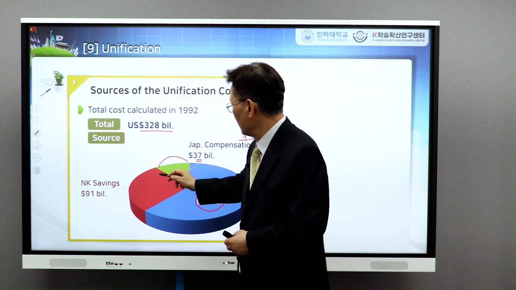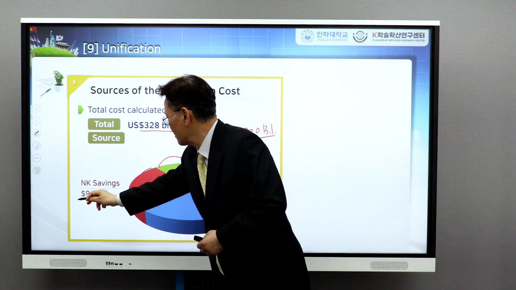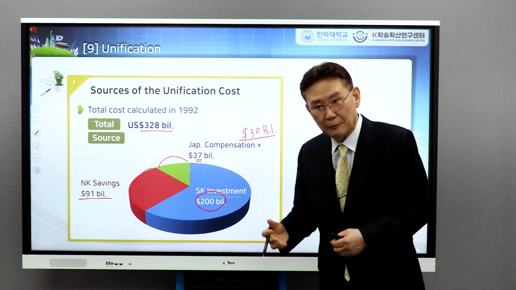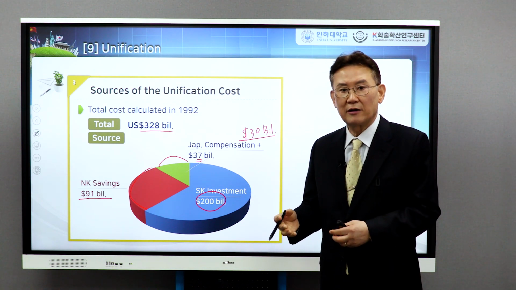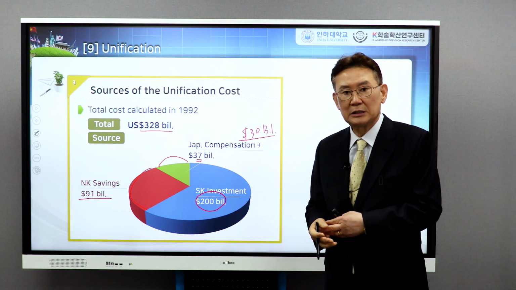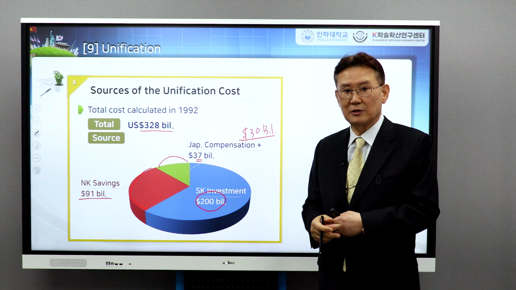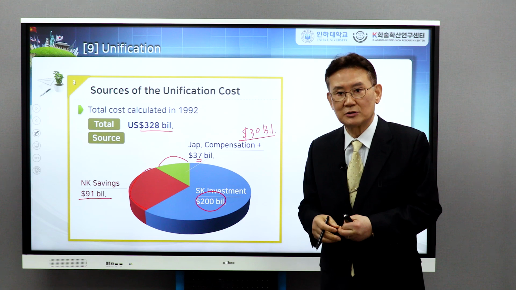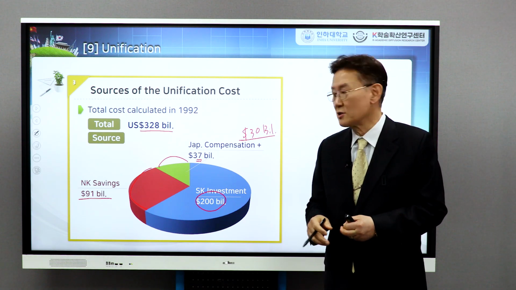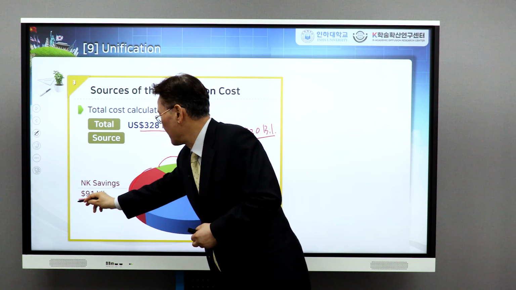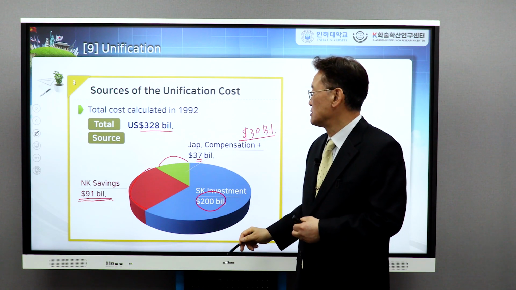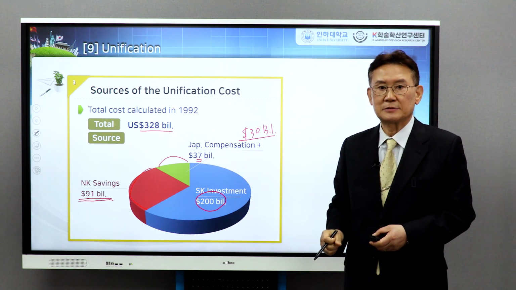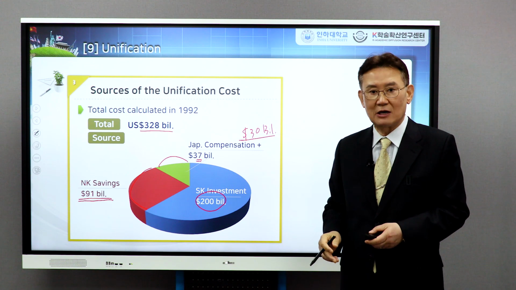And the rest would come from North Korean savings, from the North Korean government and the people and high officials of the party, the military and the government, and the Kim family, either Kim Il-sung, Kim Jong-il or Kim Jong-un's family, who had some money. So totally $91 billion. So the total $328 billion could be secured until the year 2000.